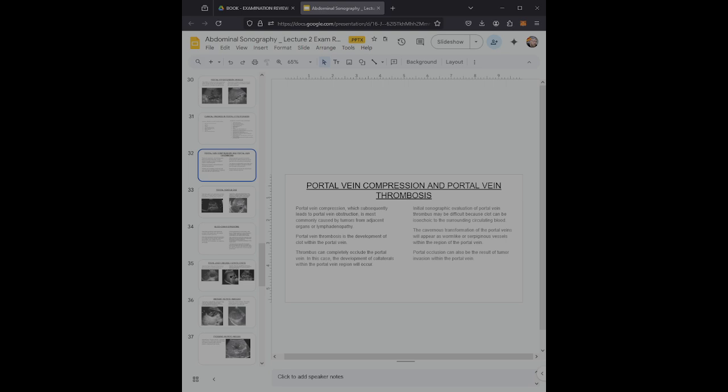Portal vein thrombosis compromises hepatic blood flow, and we evaluate it primarily through color Doppler. Clinical findings include abdominal pain, elevated liver function tests, hypovolemia, leukocytosis, a low-grade fever, nausea and vomiting. Sonographic findings include an echogenic thrombus within the portal vein, or a cavernous transformation of the portal veins, which can be worm-like or serpiginous within the region.